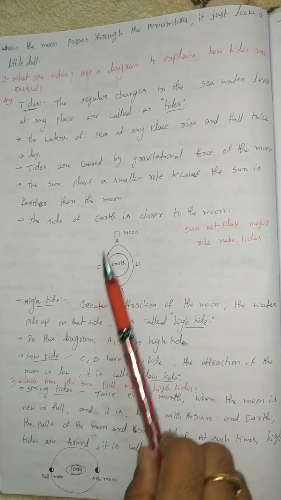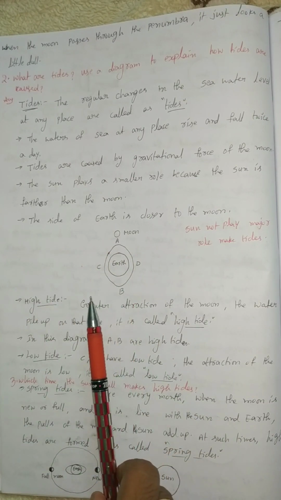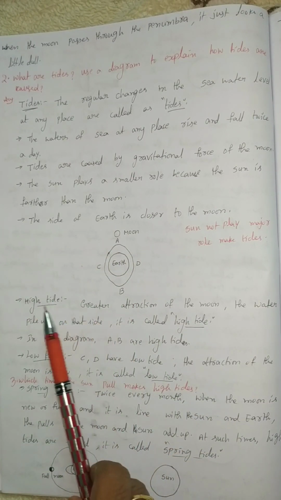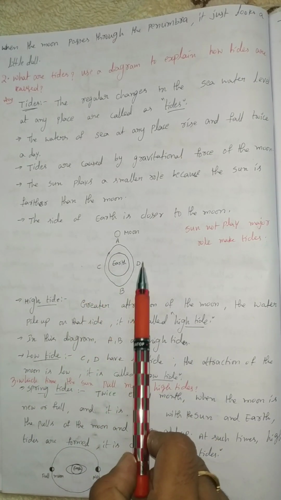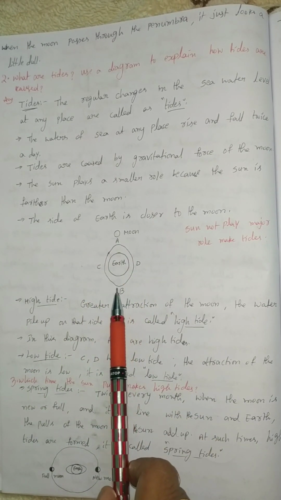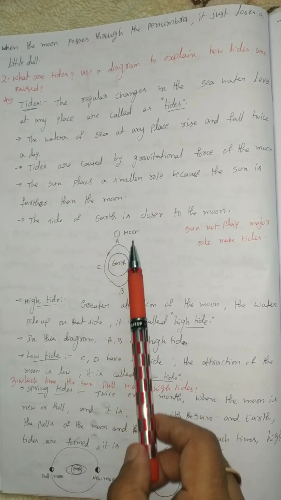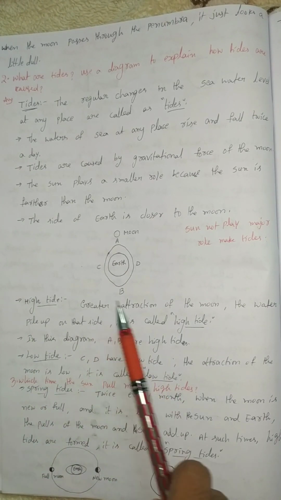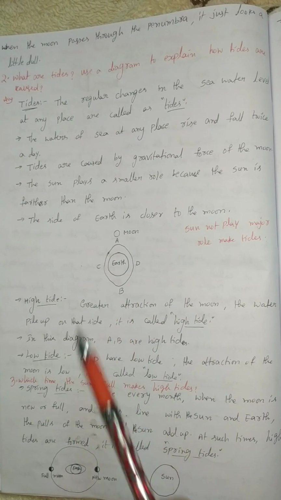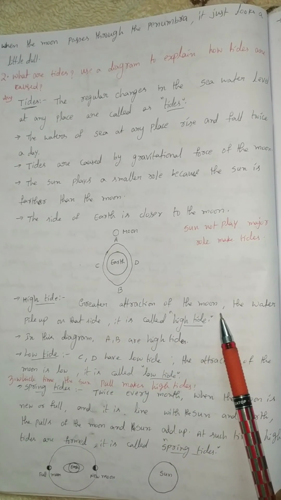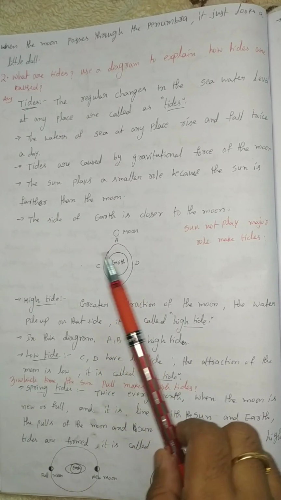So this is the diagram, A, B, C, D. This is the earth, this is the moon. There are two types of tides, high tide and low tide. This is the high tide, this is low tide. High tide occurs because of the gravitational force of the moon. So greater attraction of the moon at A, B. With greater attraction of the moon, the water piles up on that side. So it is called a high tide.